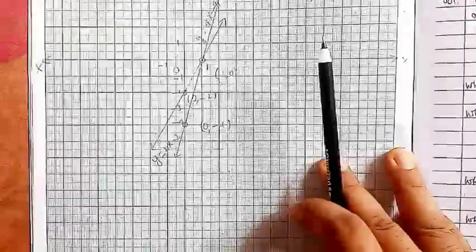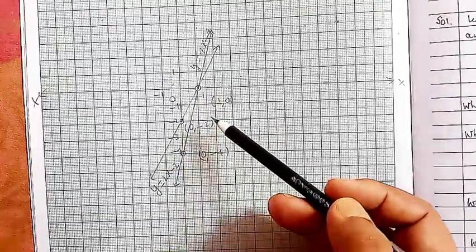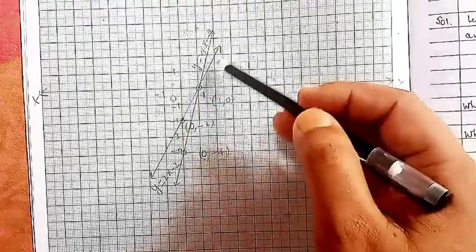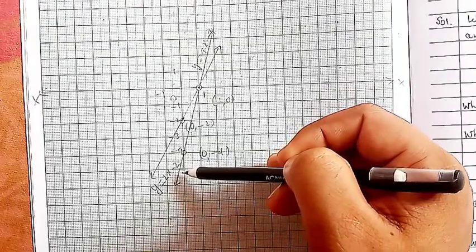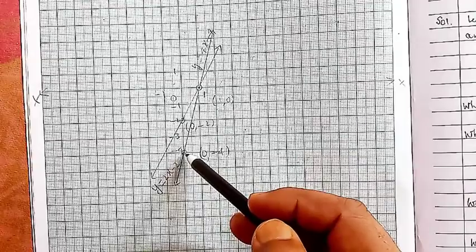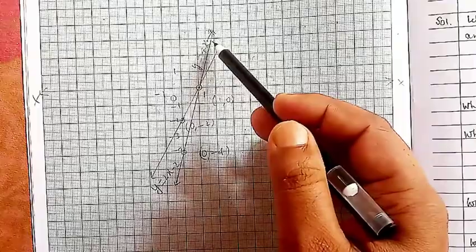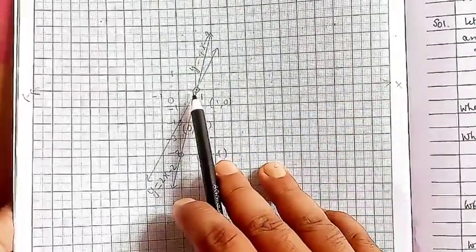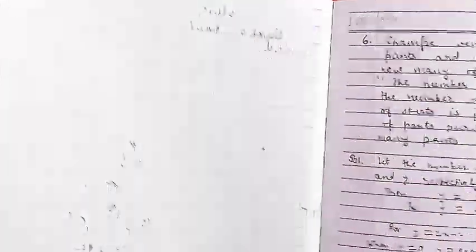Now we plot these points. Here it is 0, minus 2. It is 1, 0. We join this. This is y is equal to 2x minus 2. Again, for equation 2, here 0, minus 4. Here 1, 0. We join this to get y is equal to 4x minus 4. The point of intersection is 1, 0. Here the scale taken is 1 unit equal to 10 small divisions.